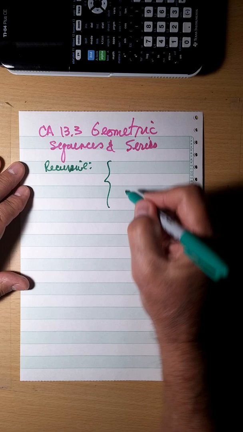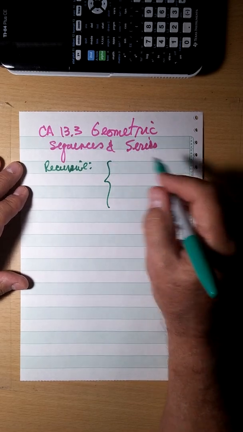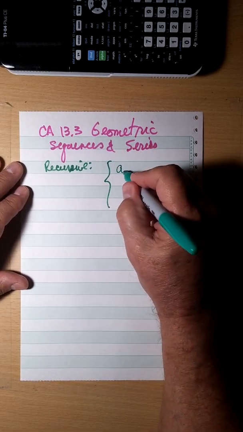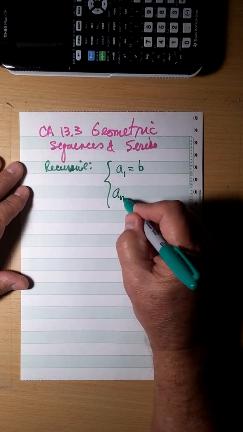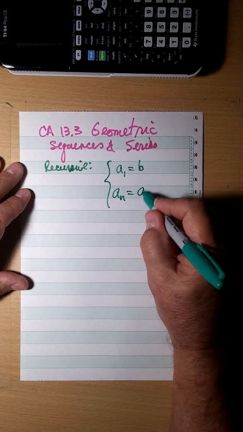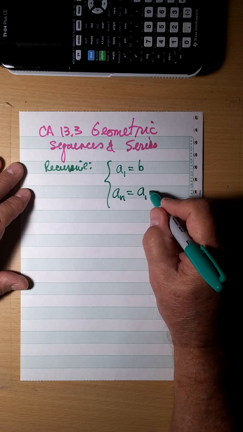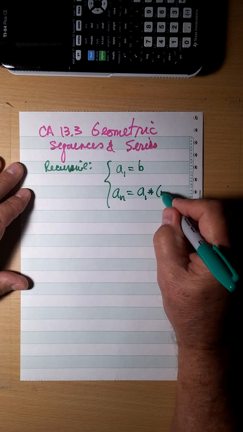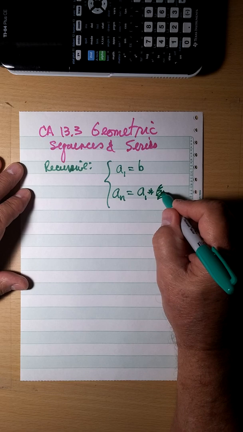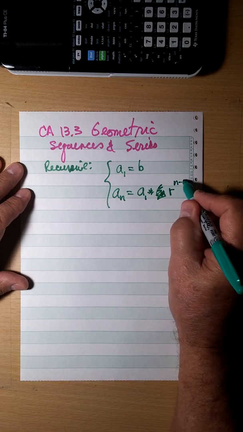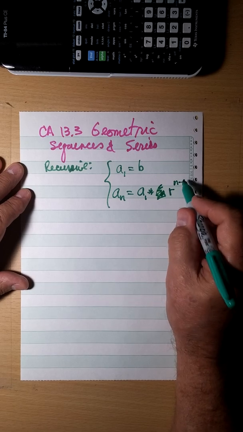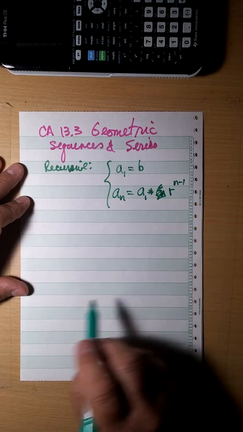it's similar to what the arithmetic is. You know the first term, let's call it B, and then every term after that, you take the first term and multiply by n minus 1 common ratios. So it's really that ratio to the n minus 1 power.